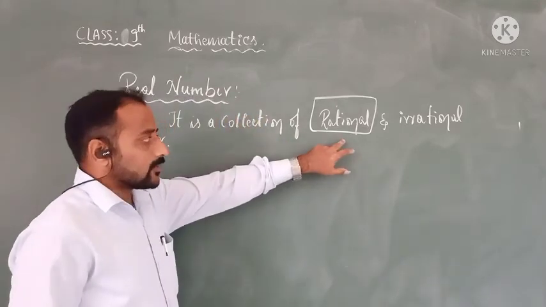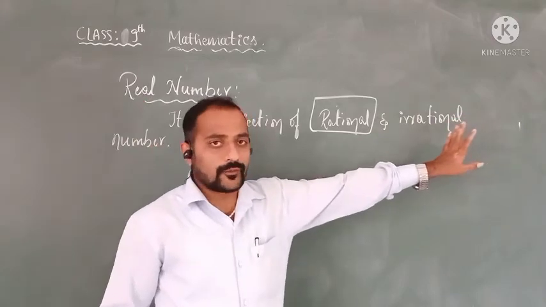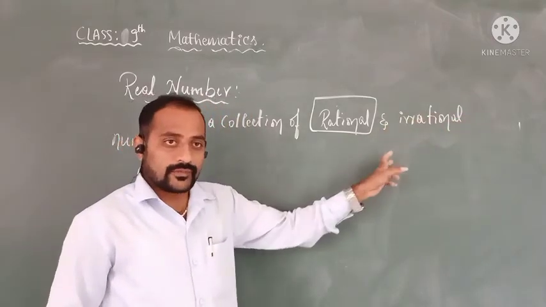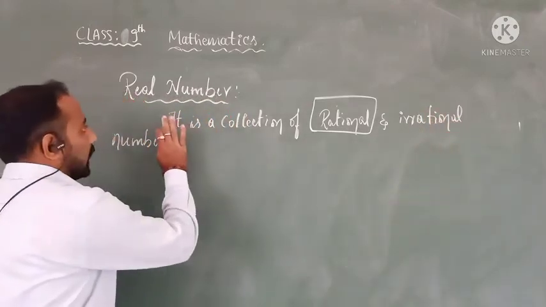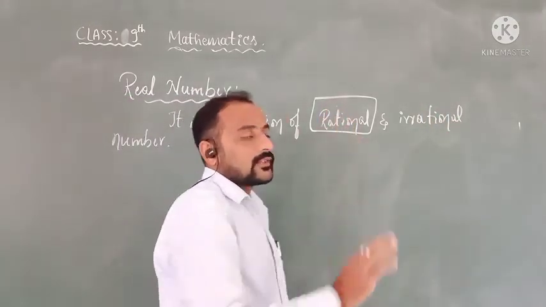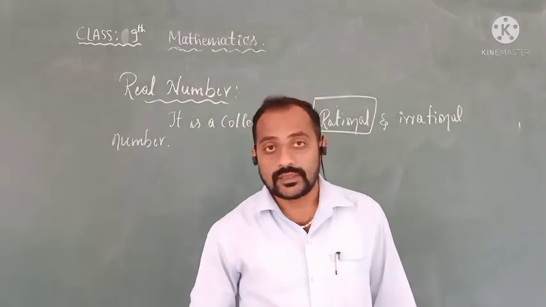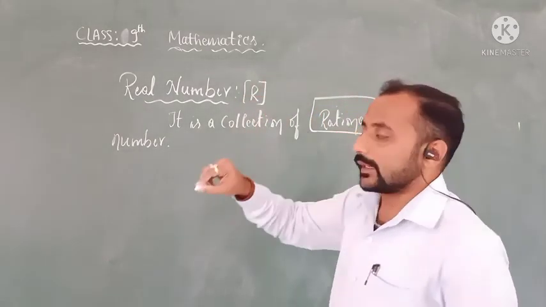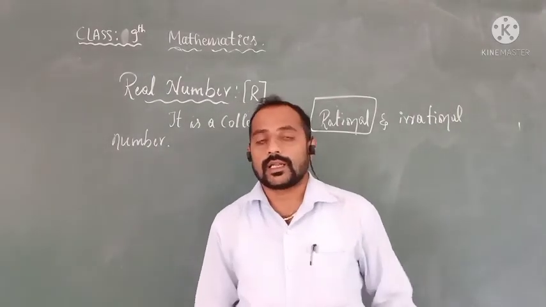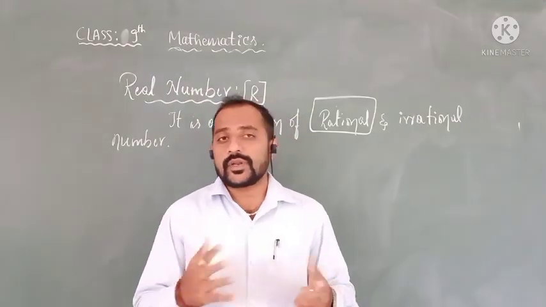So rational and irrational. Of course, irrational does not belong to the rational. That's why real number is a collection of rational as well as irrational numbers. And it is also denoted by the capital letter R. So this is all for today's session.